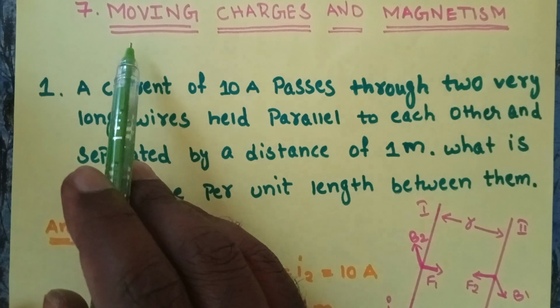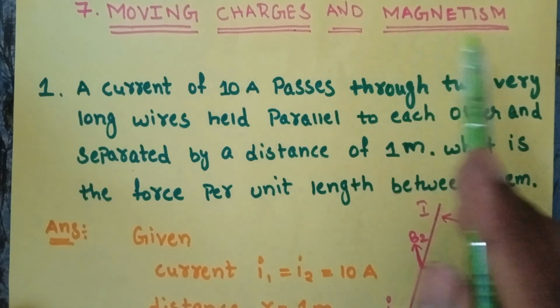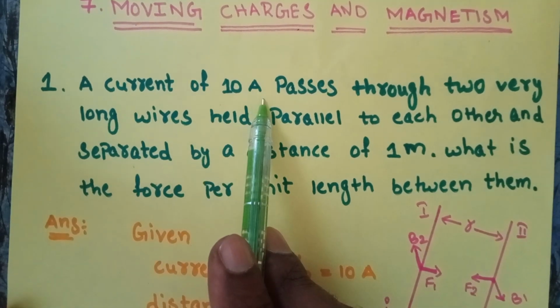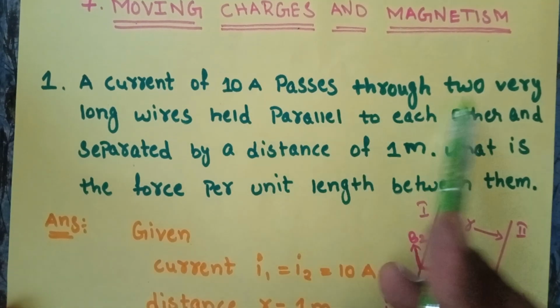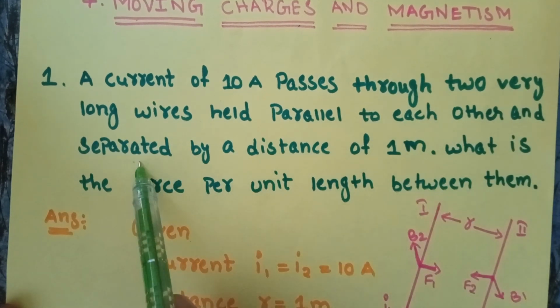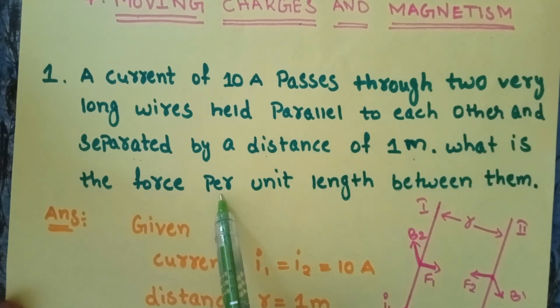Now this is an important problem from lesson number 7, moving charges and magnetism. Problem: a current of 10 ampere passes through two very long wires held parallel to each other and separated by a distance of 1 meter. What is the force per unit length between them?